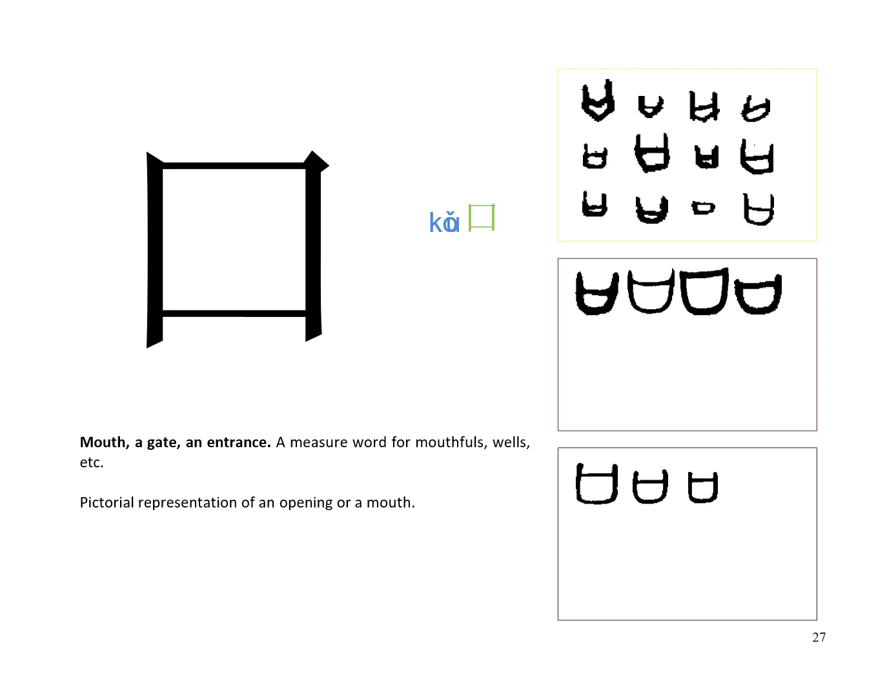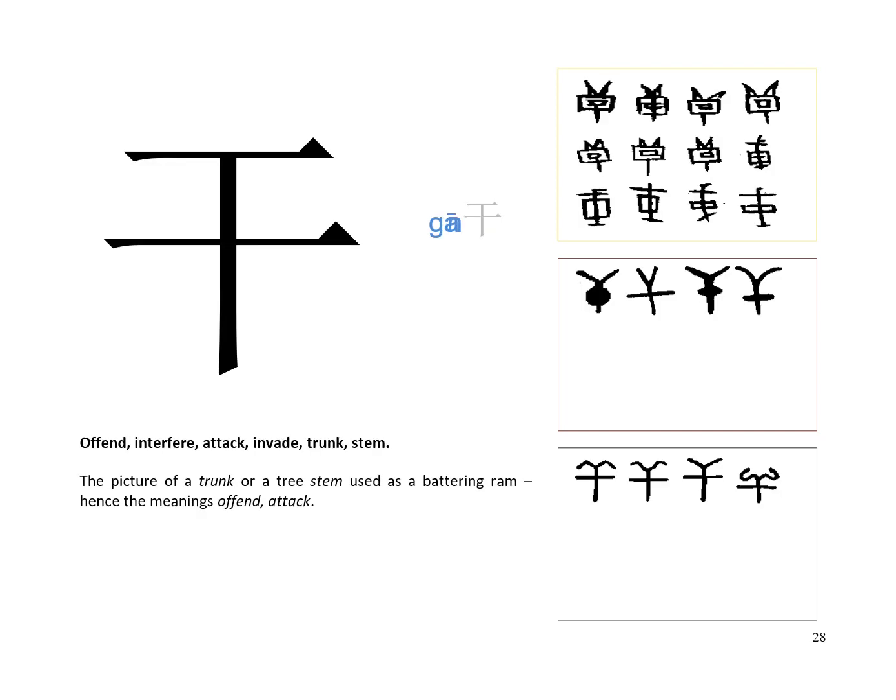Here's the symbol of a mouth, ko. It can symbolize a mouth, a gate, an entrance. Symbolically, it indicates what the word's meaning is: a gate, a mouth, an entrance, and so forth. A pictorial representation. A particular word means to offend, attack, invade, and so on. It can also indicate the meanings trunk, stem, and so on.